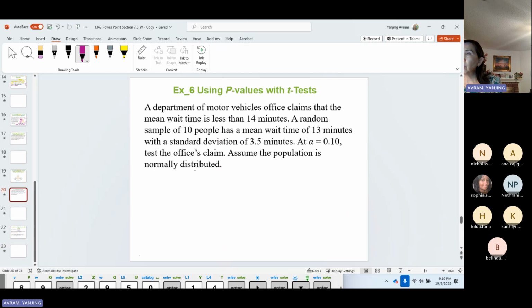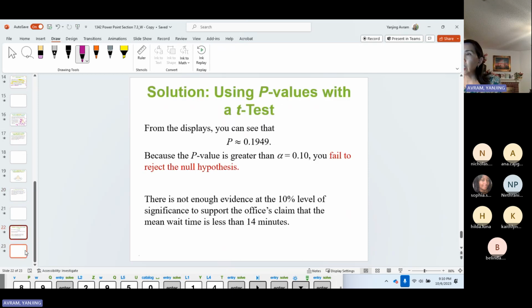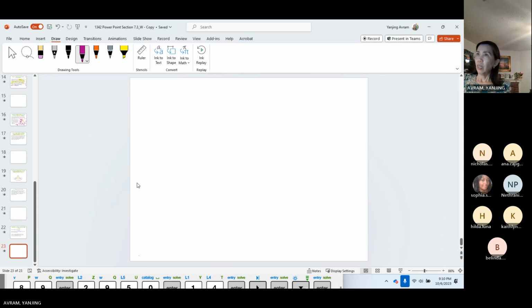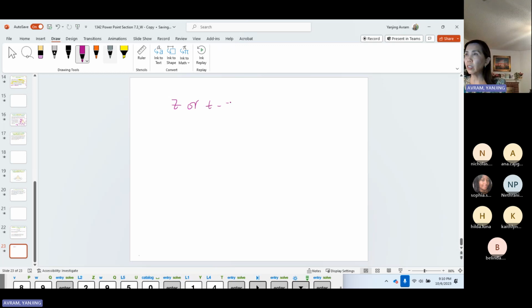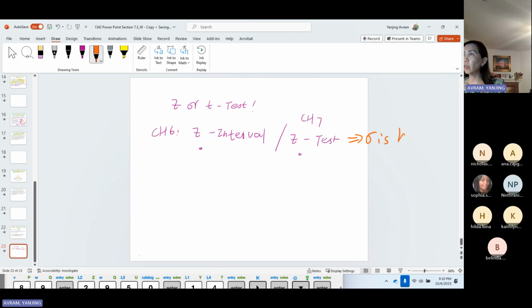So when you use the z or t test, that is the key thing. Let me give you a little bit of conclusion here. Z or t test. In our chapter 6 it is the Z interval. In our chapter 7 it is the Z test. The reason you use Z is when sigma is known, or sometimes it says sigma is given. So you have to know what sigma is.